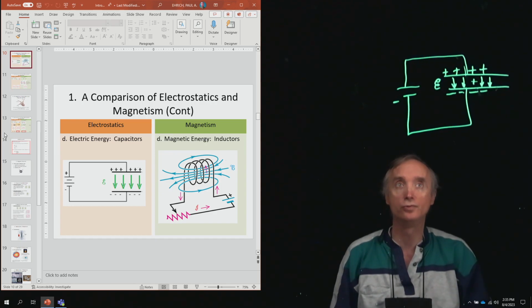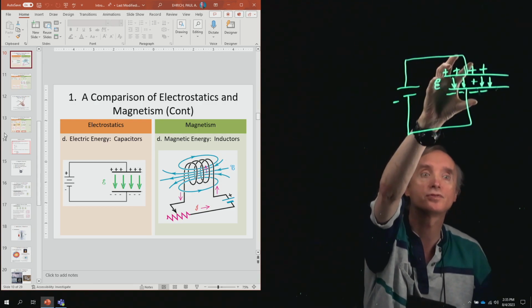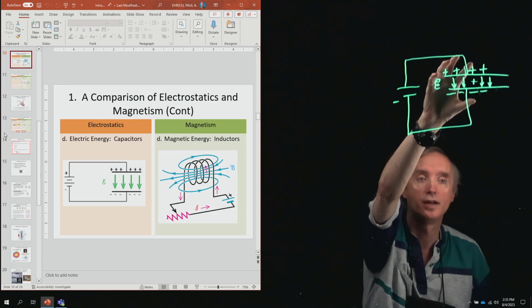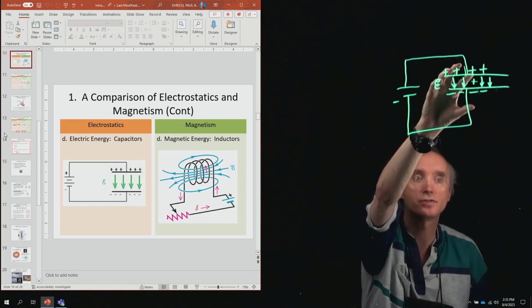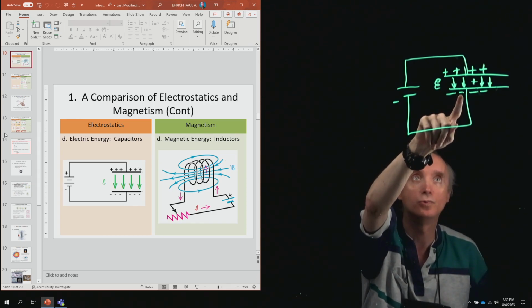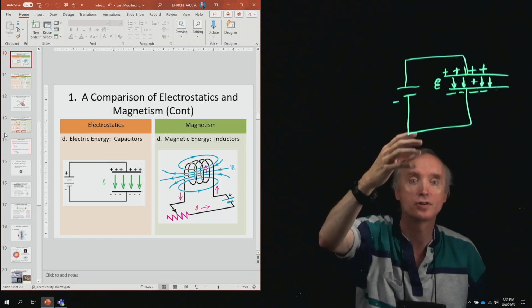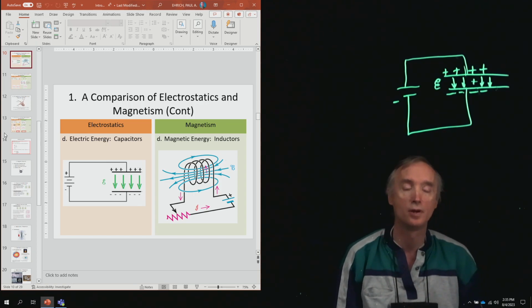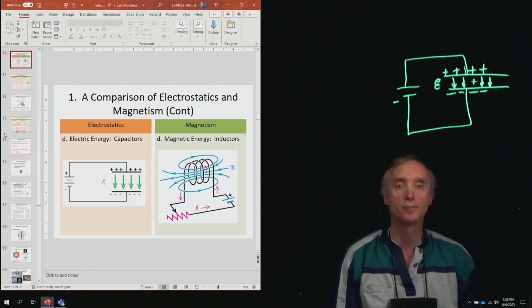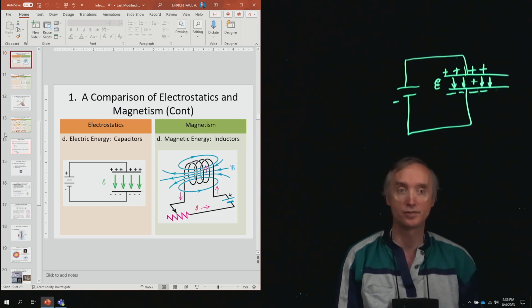And then what you could do is you could use that energy. So if you disconnect the battery, and now this capacitor is charged up, you could connect the capacitor to some other electronic device, and then the charge would drain out of the capacitor, and then that electrical charge can be used for some purpose, so that the capacitor stores electrical energy. Okay, now let's compare that to magnetism.